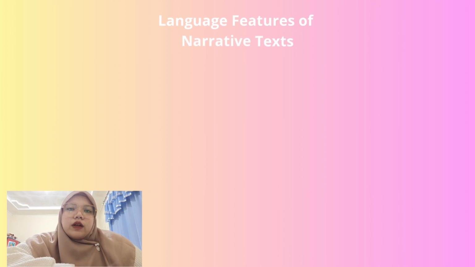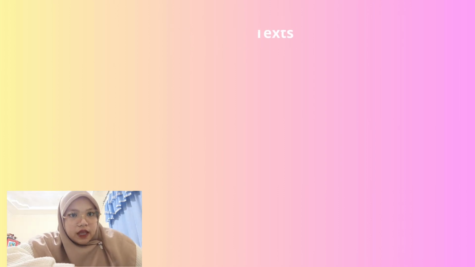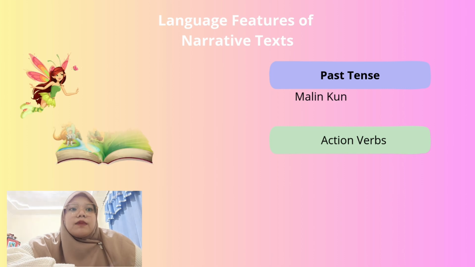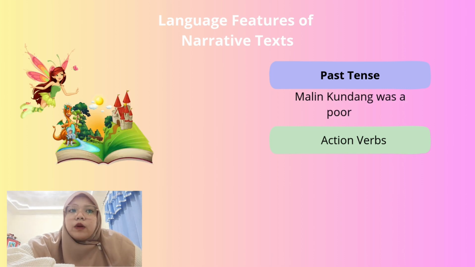So next we're going to the language features of narrative text. The first is past tense. For example, Malin Kundang was a poor boy. Was, is it past tense?